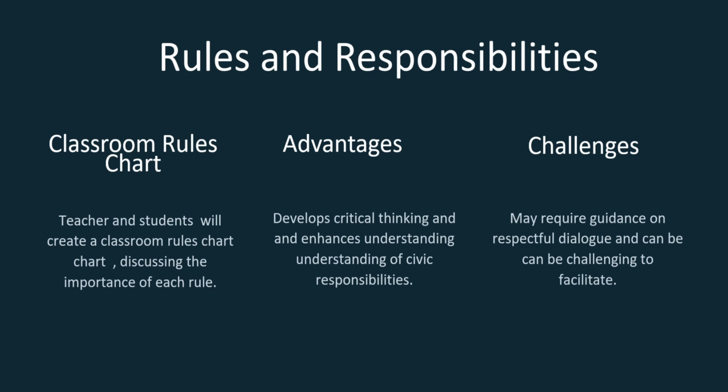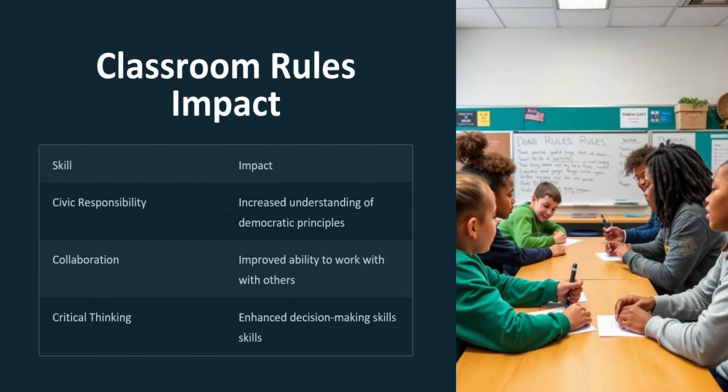So the skills it would impact on the students are the civic responsibilities, which would increase their understanding of the democratic principles, and this would grow their collaboration and improve their ability to work with others, because you know that going out into the working world you have to be able to collaborate with others if you want to be able to work. This also helps to build their critical thinking and enhance their decision making skills. Thank you.